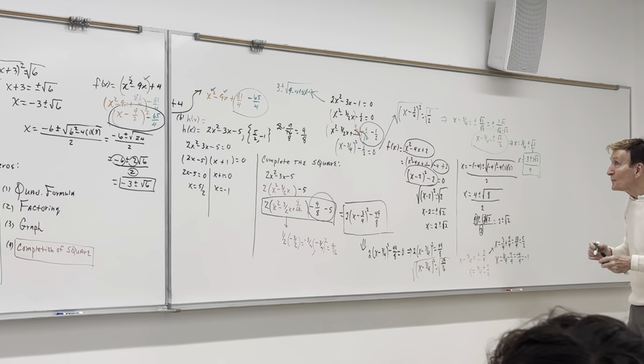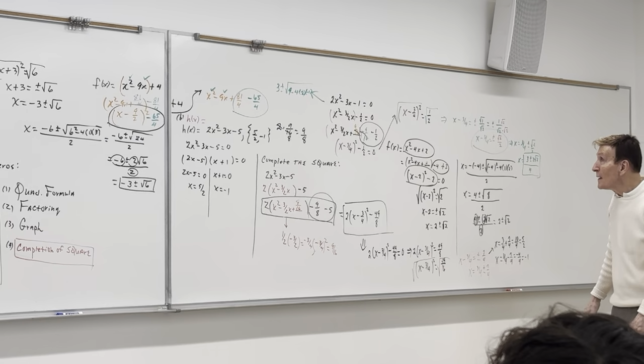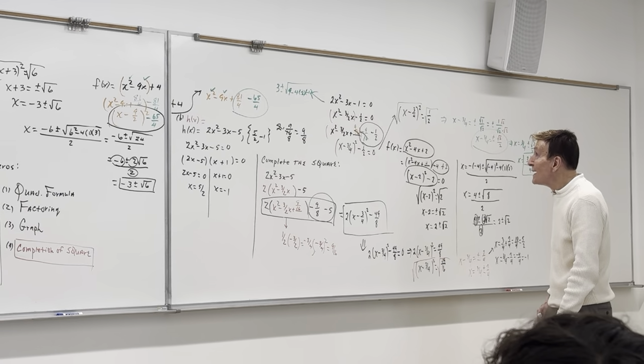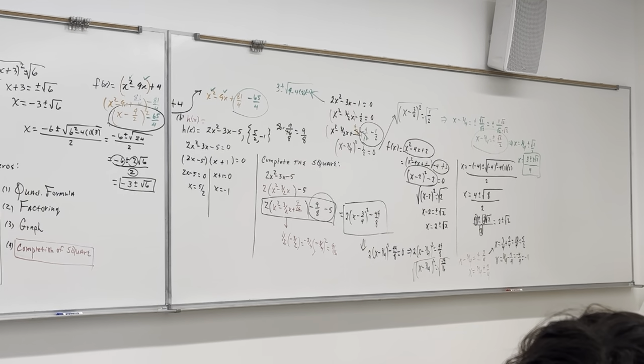Oh, boy. So A is 2, B is -3, and then C is -1. So it should be +3. B squared minus 4 times A times C, I put those in correctly, didn't I? And that's the square root of 17. Is it? Up there? Yeah, it is.